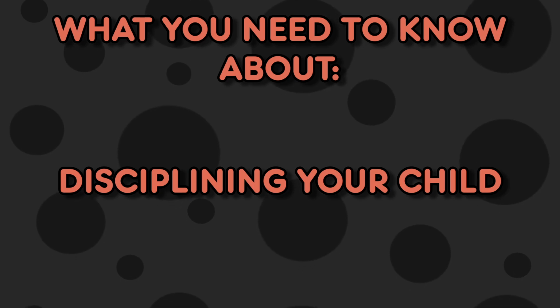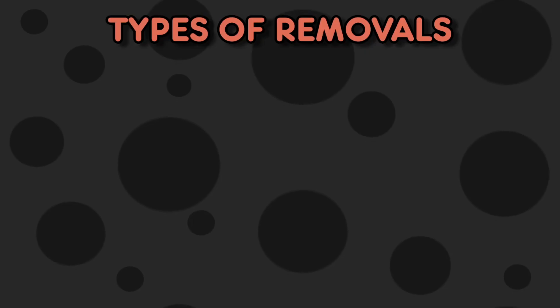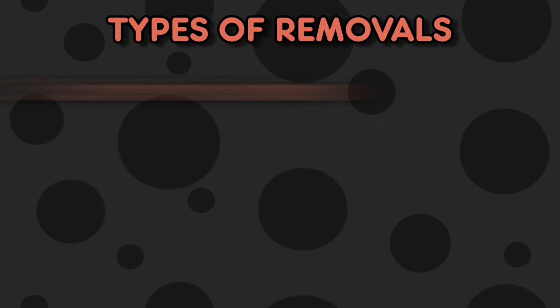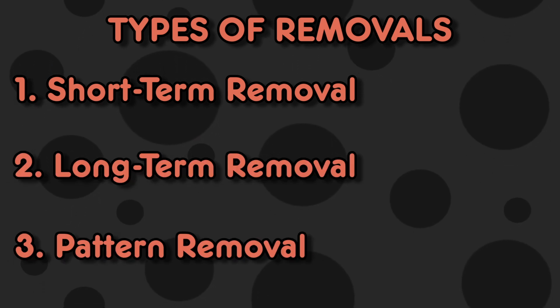And what you need to know is what to do when your child is being disciplined because they broke a school rule. Children with disabilities are disciplined differently than kids without disabilities, and we'll explain why. But first, I want to talk about the three types of removals. There's short-term removal, long-term removal, and pattern removal.